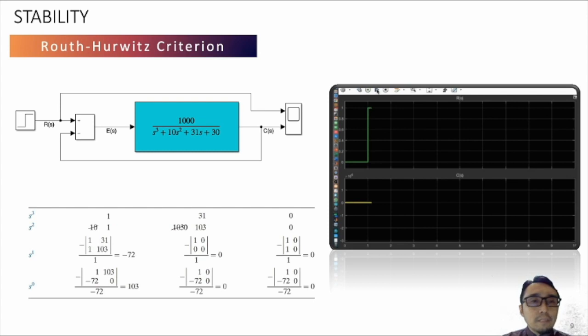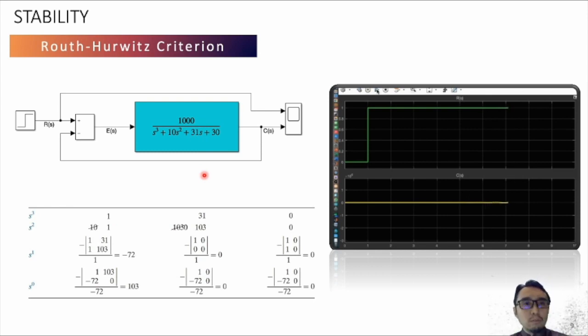Next is the topic of stability. So I'm sure you know that in general the poles should be in the left half plane, but in some cases, like for example in this case, it's not really clear what the poles of the system will be.